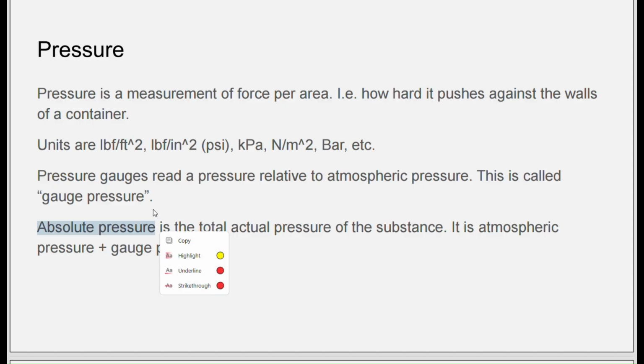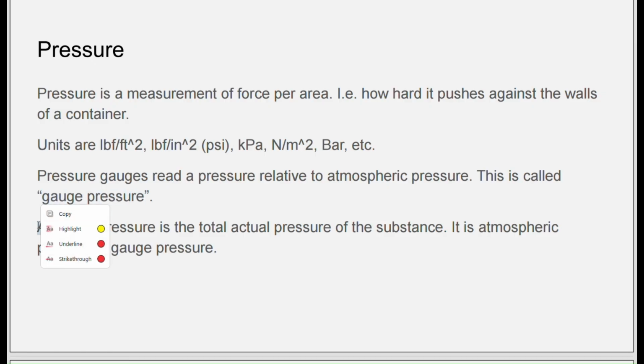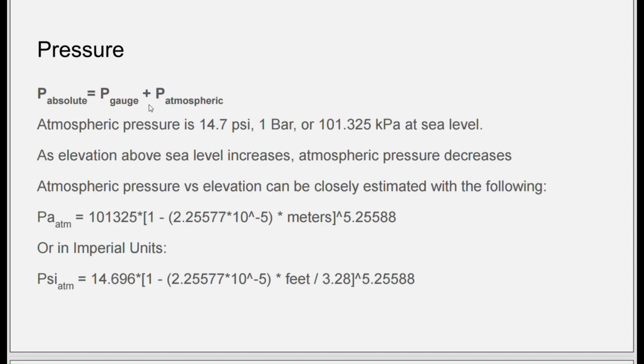Anytime you're in the field looking at a pressure gauge or an HMI screen that says pressure, that's going to give you gauge pressure. So you always have to convert from gauge to absolute before doing calculations. Like I just said, absolute pressure is gauge plus atmospheric pressure. It's typically 14.7, but depending on the elevation you're at, that can change. And that's what this equation here shows.